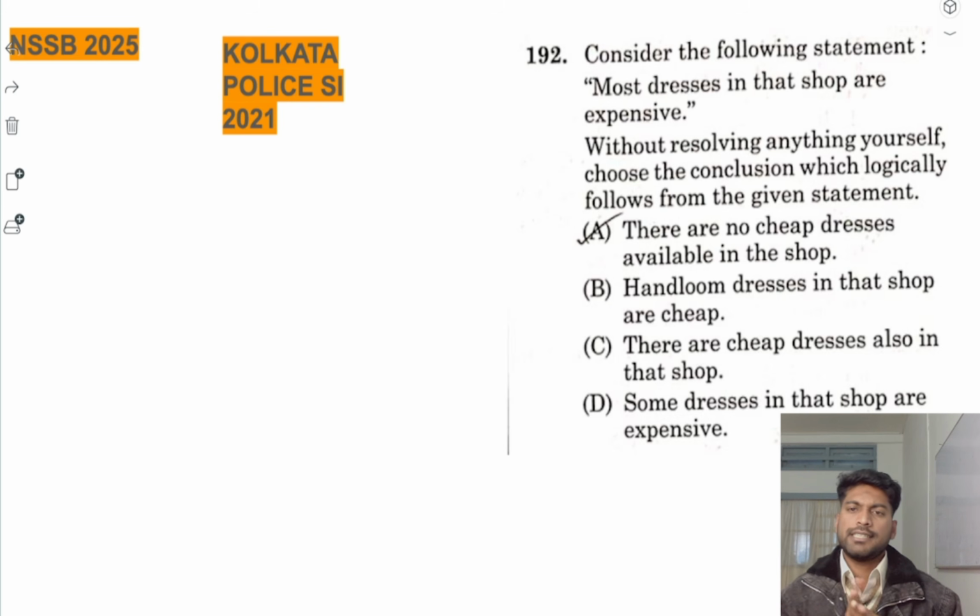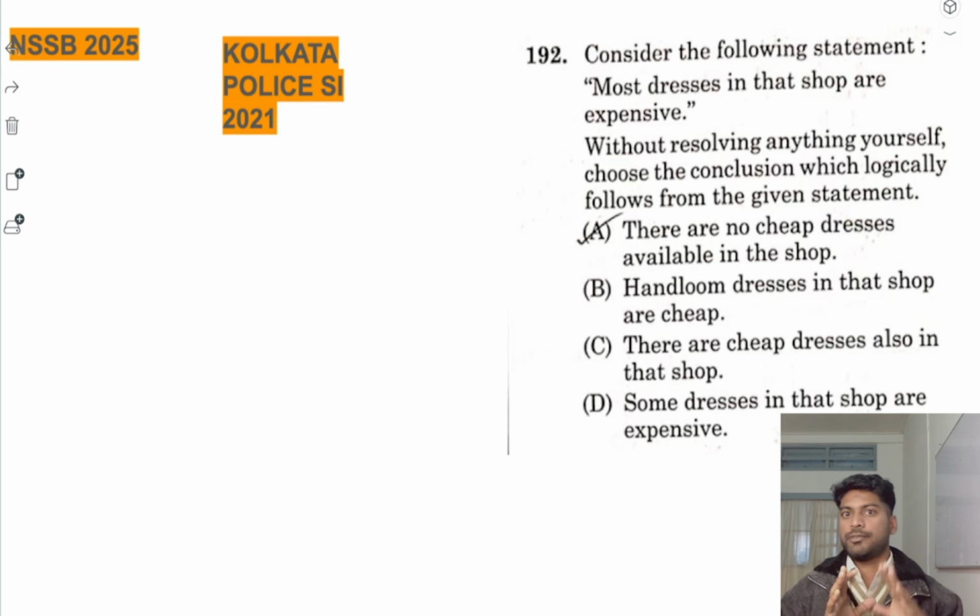Okay. Again, this question came in Calcutta Police SI 2021 and today also in NSSB, so copied again. The statement is most dresses in that shop are expensive. Without resolving anything yourself, choose the conclusion which logically follows from the given statement. Suppose I have a shop and most of the dresses are expensive. It means there are some dresses which are not expensive.